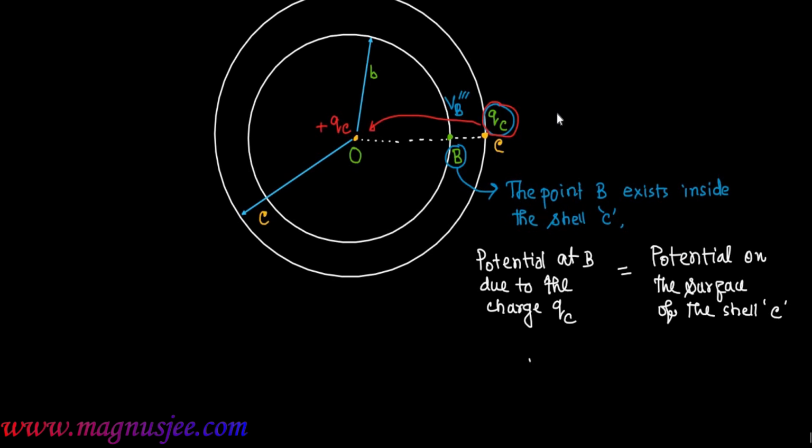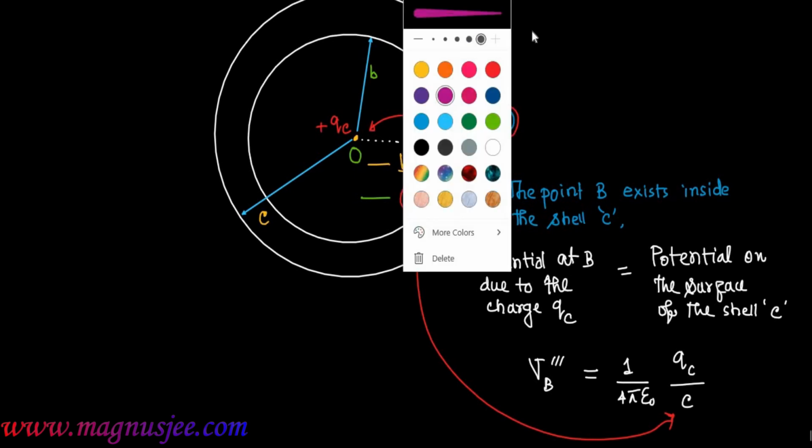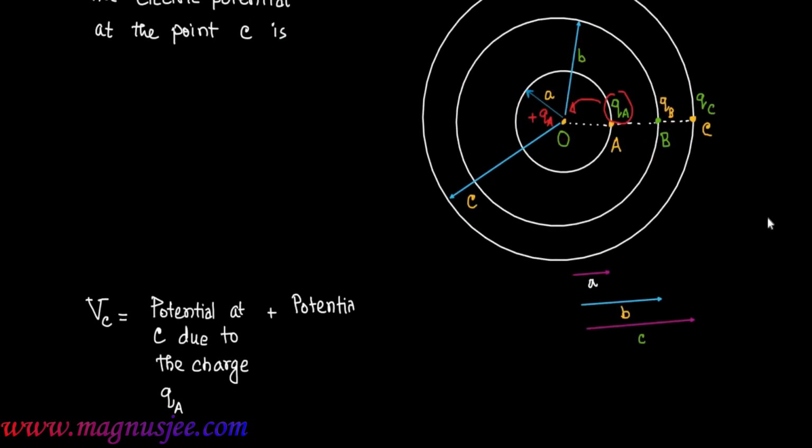So here VB triple prime, that is potential at B due to the charge QC, will be 1 by 4 pi epsilon 0 QC divided by C. So QC should be divided by C, not by B. B is the distance of the point B. Though we have to find potential at B, we have to divide the charge QC by the distance of the point C from the center. That means QC is divided by C, not by B, to find the electric potential at B due to the charge QC.